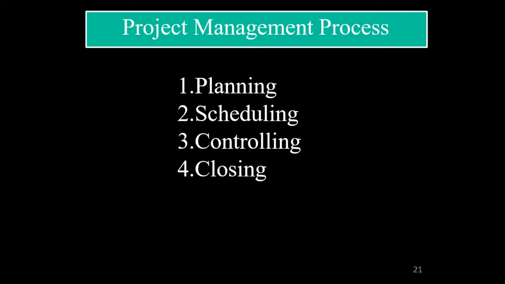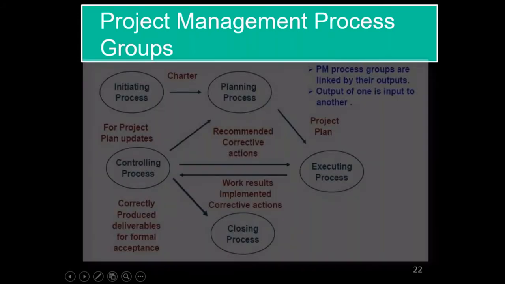The process should be in these four. If these four are not taken into mind, the project becomes unsuccessful. Planning, scheduling, controlling, and closing are the four phases or processes of project management.